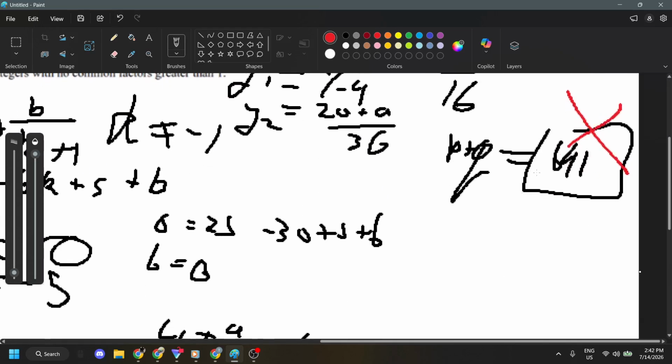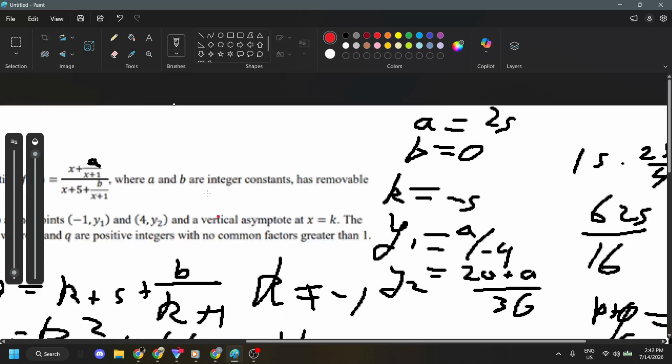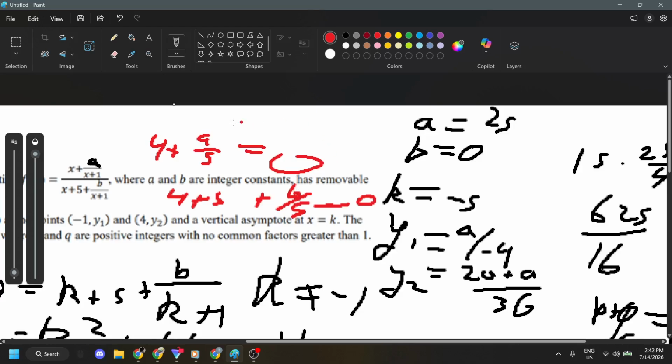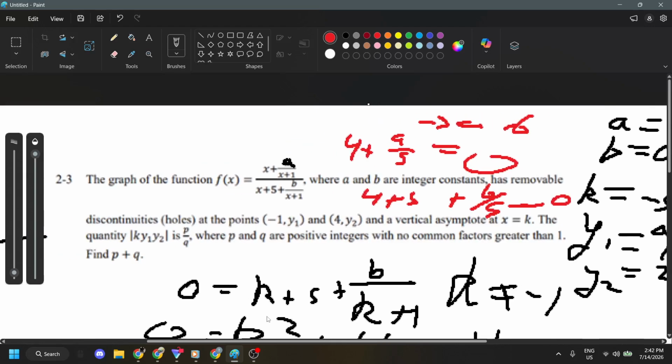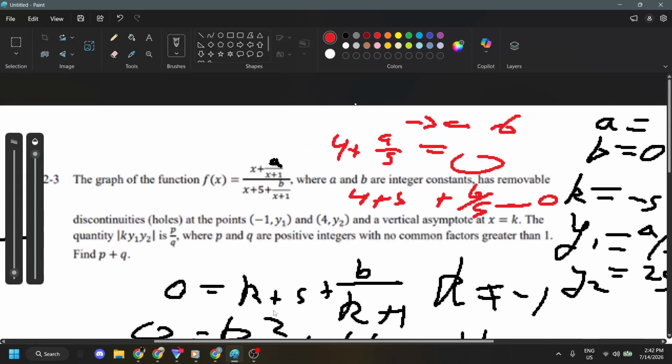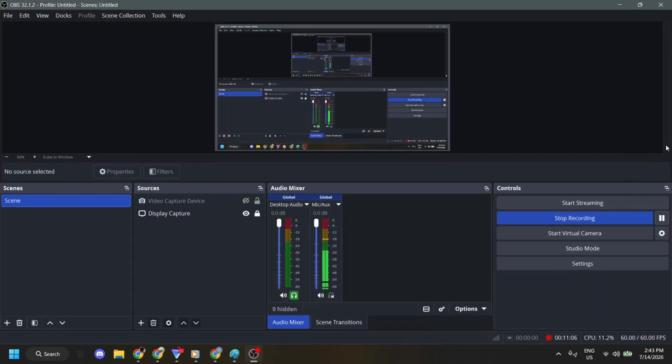But I could have done it much simpler if I just said, oh, if I put in x equals 4, then 4 plus a over 5 is equal to 0, and 4 plus 5 plus b over 5 is equal to 0. And then we solve for a and b, and then I'd probably solve for k from that because I know b, and I'd probably solve for y too. But yeah, I could have done that so much easier. Man, if only I had not made a silly mistake there.